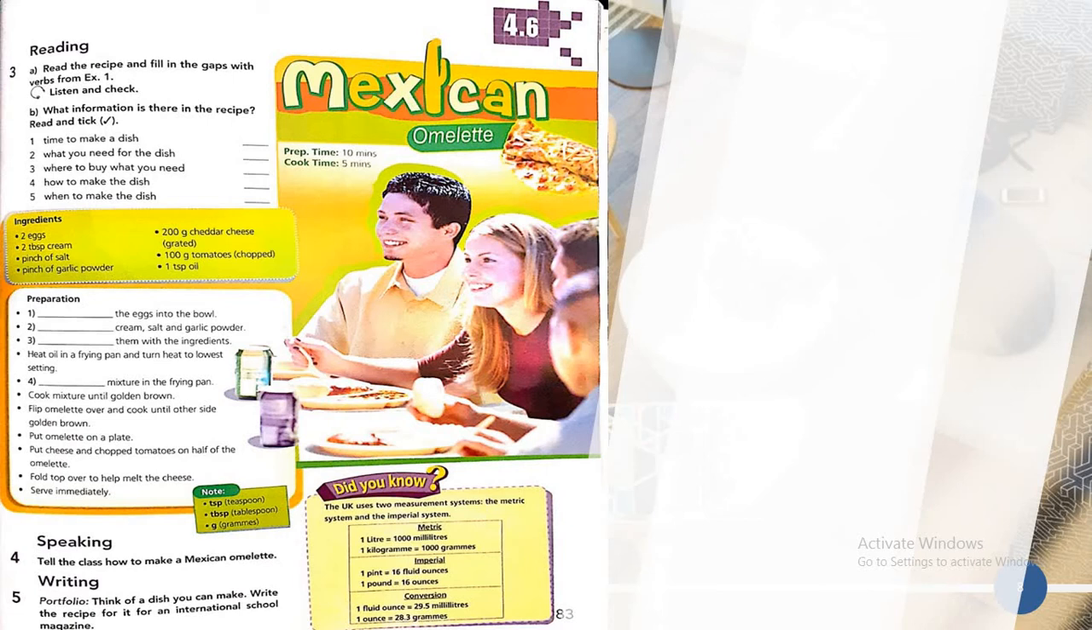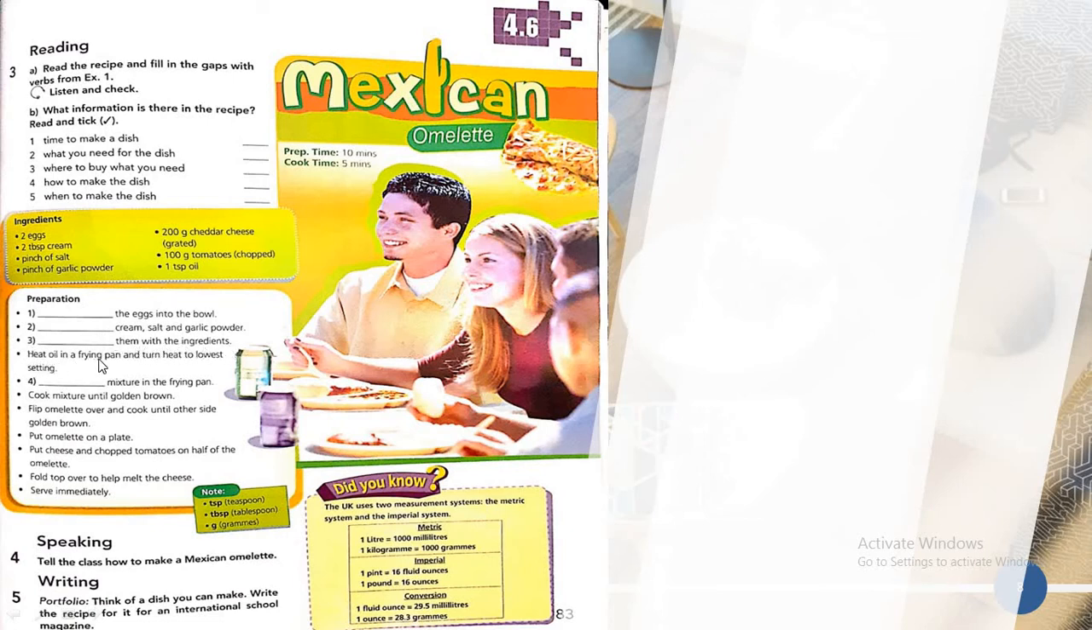Okay, and now let's try to use the verbs from exercise 1 in this preparation. So we have something you have to do: 1, the eggs into the bowl, 2, cream, salt and garlic powder. Okay, what is the verb here? 3, them with the ingredients.